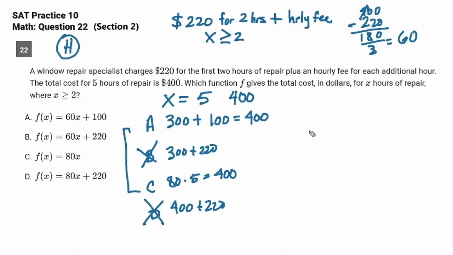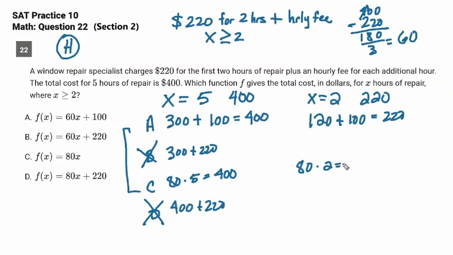What should I plug in the second time? Well, how about just 2? X is 2, what's it cost? $220. All right, let's try it out. So 60 times 2, that's 120, plus 100, that's 220. I don't have to do B or D. 80, this is C, times X is now 2, that's 160. That's not 220. So it's gone. The answer is A. You can plug in and get this problem right. It is a gift at number 22. You get it right. Congratulations. You are done with SAT Practice Test 10.